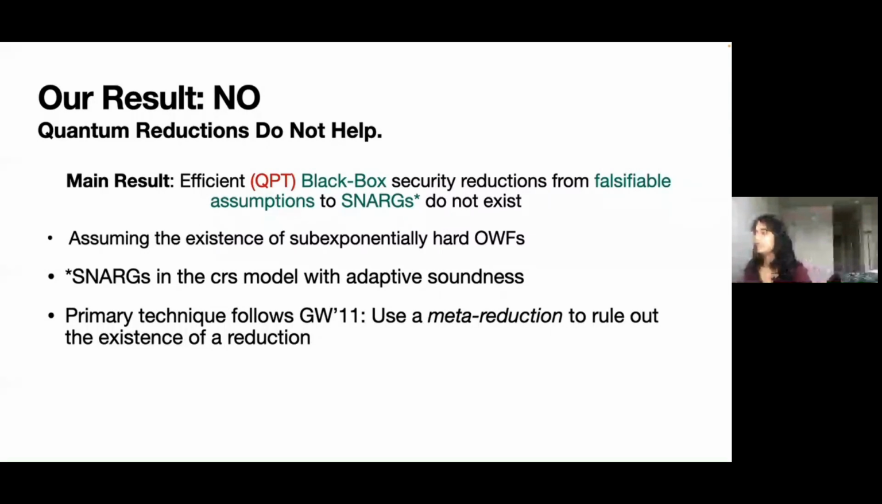But right. So our technique for proving this impossibility uses something called a meta reduction, which was also used by Gentry-Wichs in 2011. And so the meta reduction is what we use to rule out the existence of a QPT reduction.